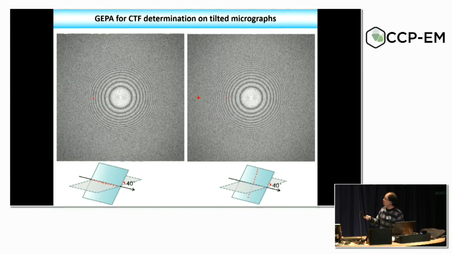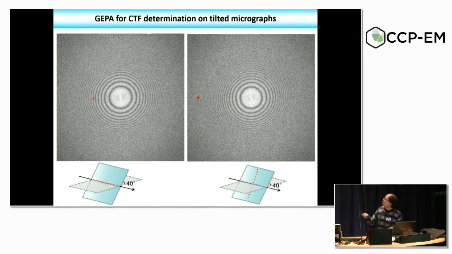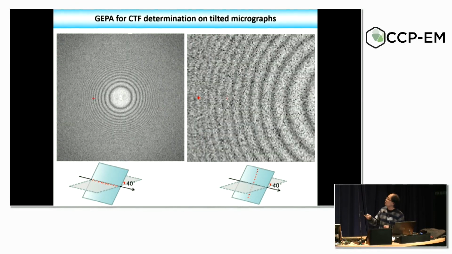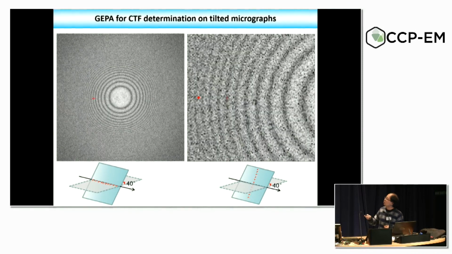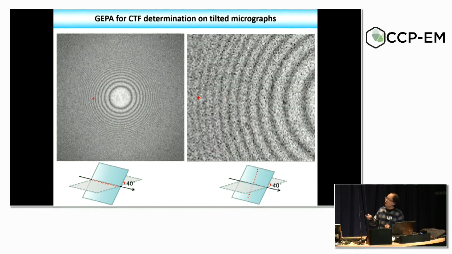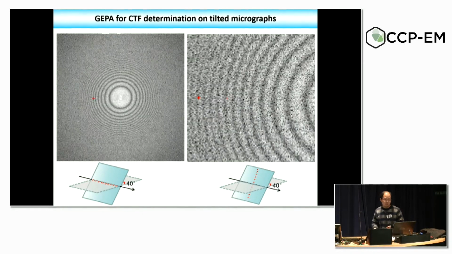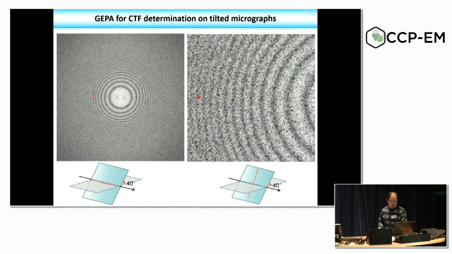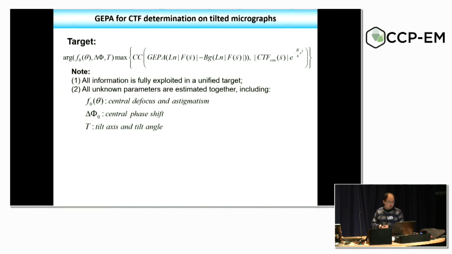You can't see much difference, but perpendicular to this tilt axis, you see a huge defocus variation. If you enlarge it, you can see a huge phase shift around the high frequency, and you completely lose your information if you use the average CTF information. So we use the generalized equal phase averaging approach to improve the CTF estimation of the tilted micrograph.